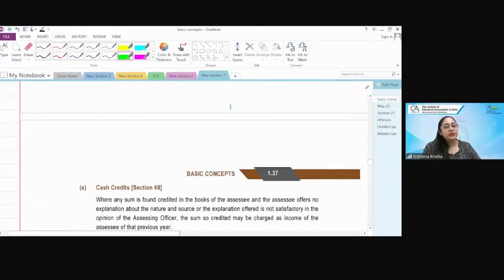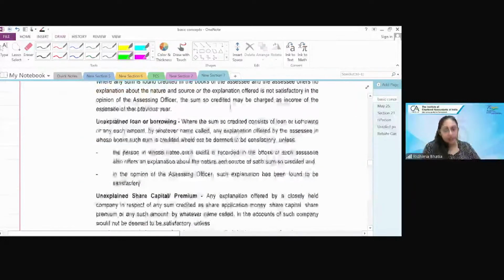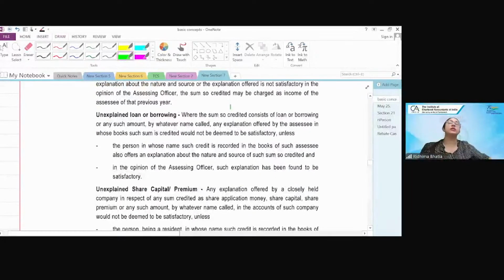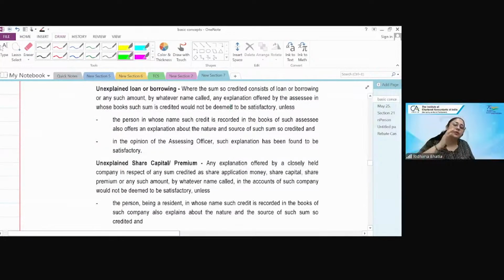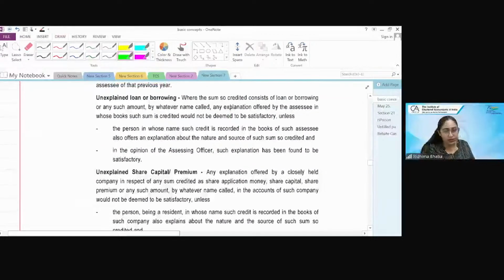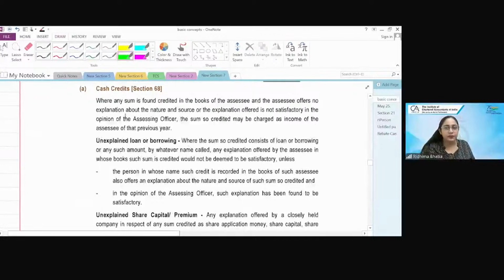First, we'll do cash credits. Cash credits पे question भी आ सकता है. You can be given a situation that so and so thing has happened. What would be the treatment of it? So to understand so and so thing has happened, you have to understand what actually cash credit means. ठीक है, it is on your screen.